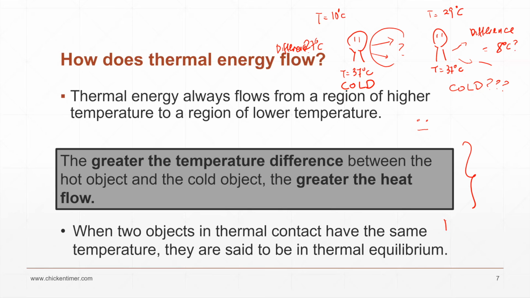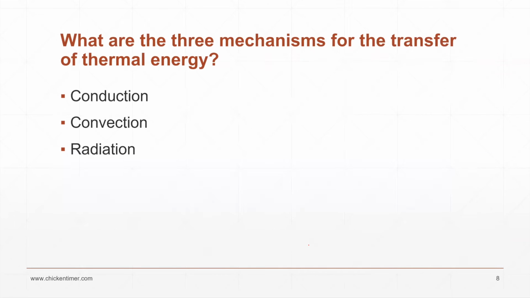Then if I have two things, let's put them in context, A and B. A is at 30 degrees Celsius, and B is also at 30 degrees Celsius. Because the temperature is the same, we call them that they are in thermal equilibrium. So there are three mechanisms down here: conduction, convection, radiation. You have to notice the characteristics.